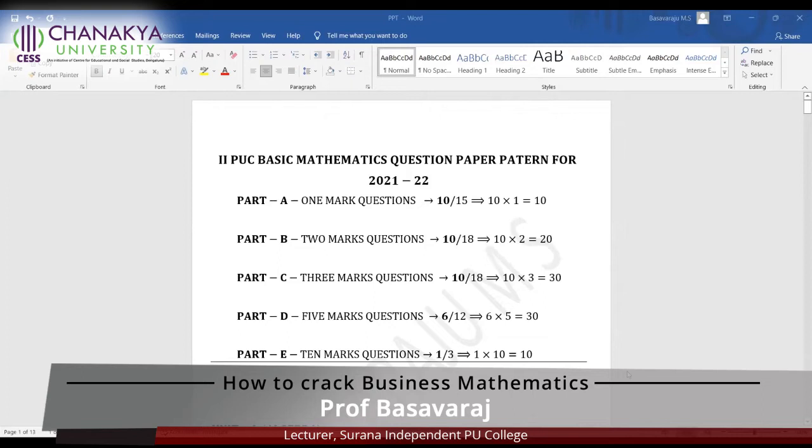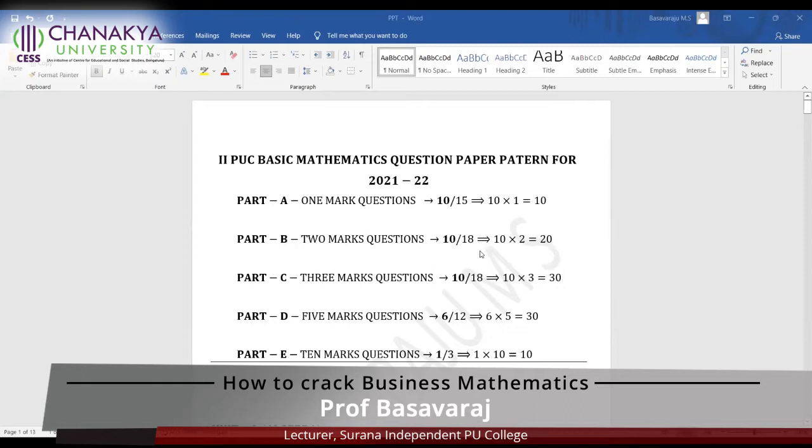Every time, you were not getting any choices in the first part, but this time they have made some changes so that it will be helpful for the student to get good marks. Based on that, they have increased the number of questions by 5. You need to answer only 10 in part A out of 15 questions. In part B, they will ask 18 questions. You need to answer only 10.